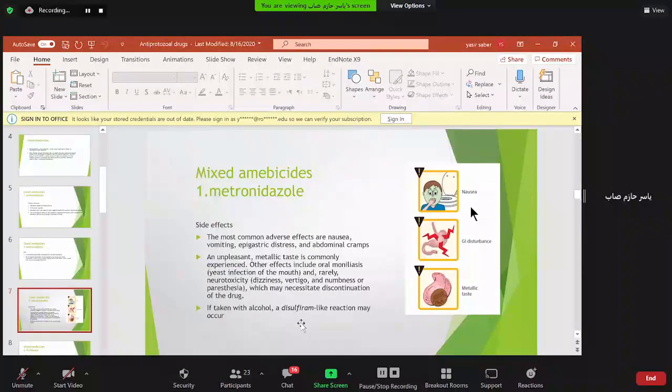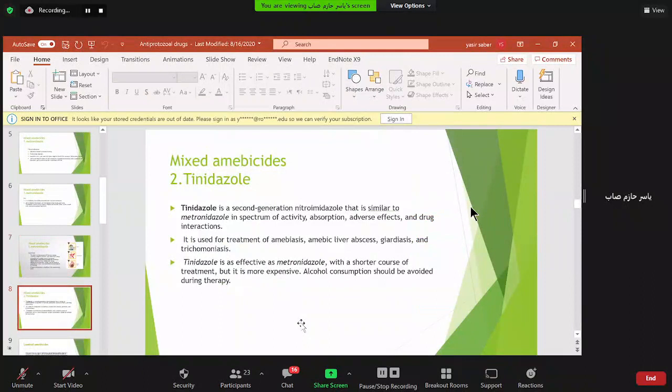Tinidazole هو يعتبر second generation بالنسبة للنيتروإميدازول that is similar to metronidazole in spectrum of activity, absorption, adverse effects and drug interactions. It's used for treatment of amoebiasis, amoebic liver abscess, giardiasis, and trichomoniasis. Tinidazole is as effective as metronidazole with a shorter course of treatment. ليش؟ لأنه have very long half-life, it is more expensive, and alcohol consumption should be avoided during therapy because of the disulfiram reaction. It's just like metronidazole.